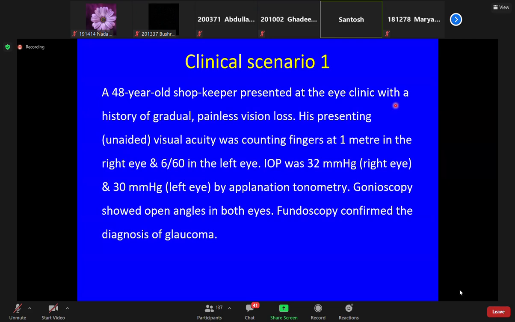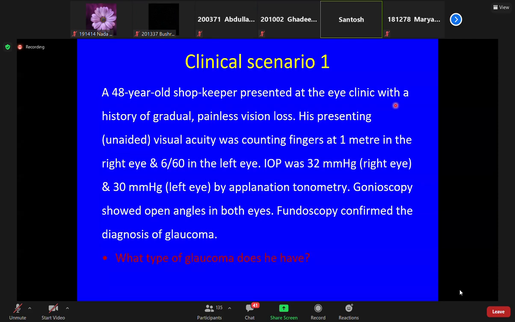We have a 48-year-old shopkeeper presented at the eye clinic with a history of gradual painless vision loss. His presenting visual acuity was counting fingers at 1 meter in the right eye and 6/60 in the left eye. Intraocular pressure was 32 millimeters of mercury in the right eye and 30 in the left eye by tonometry. Gonioscopy showed open angles in both eyes. Fundoscopy confirmed the diagnosis of glaucoma. We were able to see the optic disc atrophy and cupping, and all those features of glaucoma. So it confirmed the diagnosis of glaucoma.